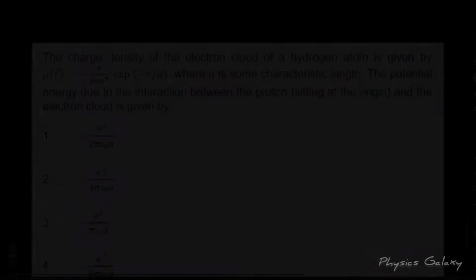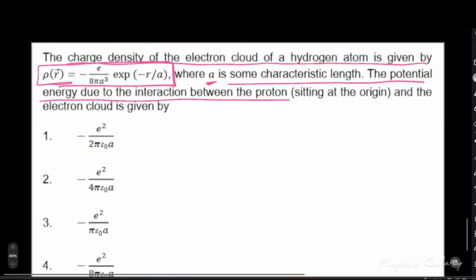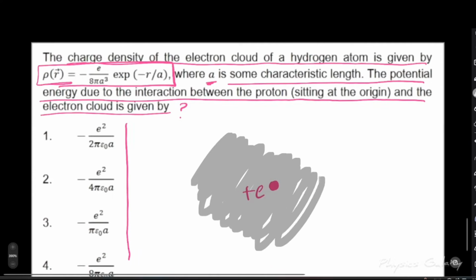The next problem is: the charge density of the electron cloud of a hydrogen atom is given by rho of r, which is just the electron cloud density, where A is some characteristic length. The potential energy due to the interaction between the proton, which is sitting at the origin, and the electron cloud is given by, and these are our four options. So what we have is a proton at the center of charge e, and this is our electron cloud, which is surrounding our proton.